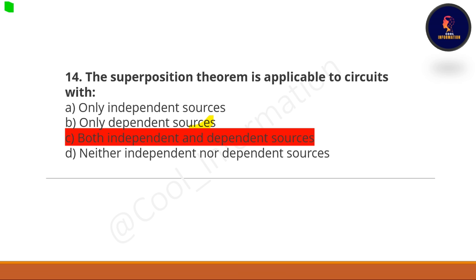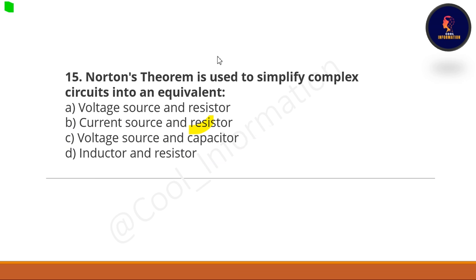Next question. Norton's theorem is used to simplify a complex circuit into an equivalent what? Voltage source and resistor, current source and resistor, voltage source and capacitor, and the last option is inductor and resistor. The correct option is option B, which is current source and resistor.